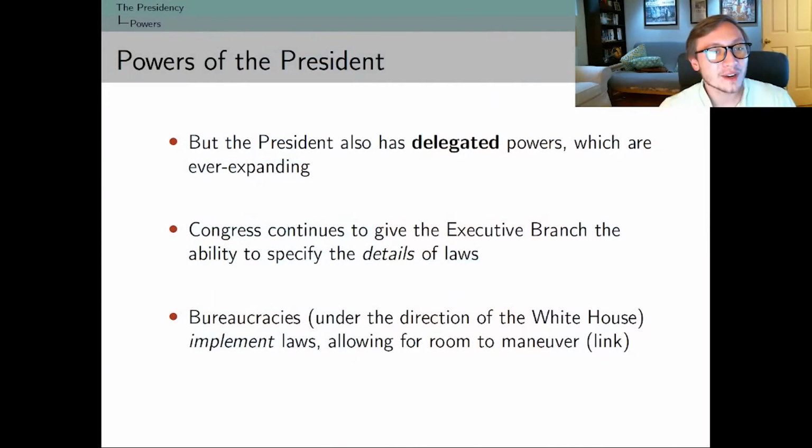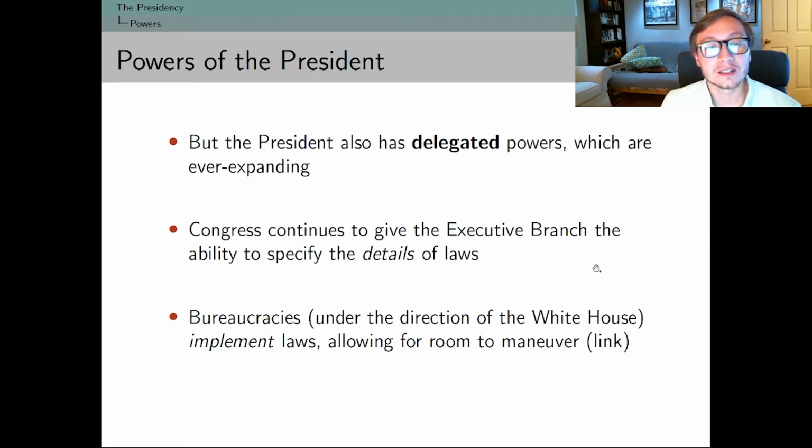So just jumping right in here, we can think about the idea that in addition to these enumerated powers, the president has what we might call delegated powers. And this is a very important concept I want you to pay attention to. And that's the idea that we began talking about in the last video, where we spoke about the idea that the president is the executive of laws. And that's why the president is called the leader of the executive branch.